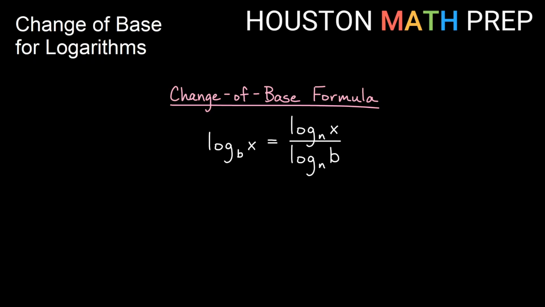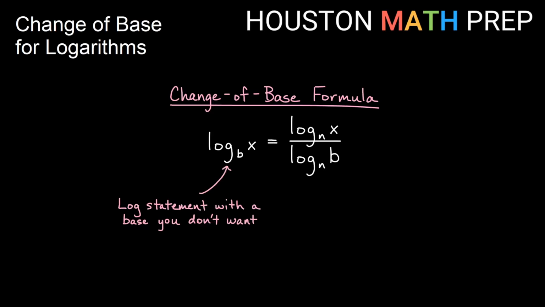So what we'll need to do is be aware of this change of base formula so that we can actually use those log and ln buttons to evaluate logarithms, maybe to get some kind of a decimal answer for the log that we're working with. So our change of base formula is log base b of x equals log base n of x over log base n of b, and that seems like a lot to stare at right away. So let's break that down.